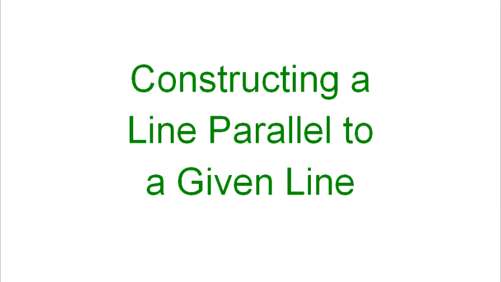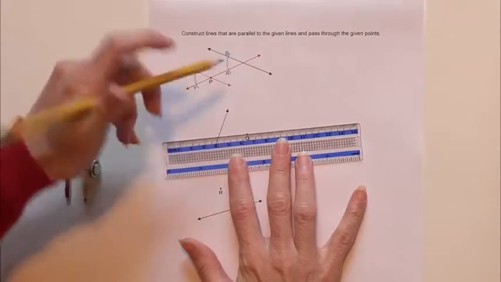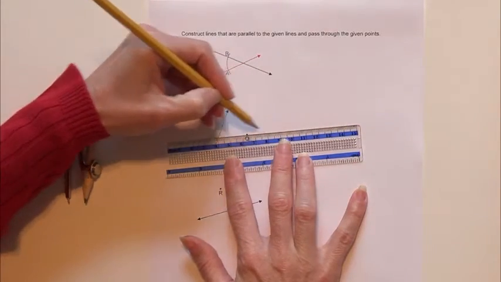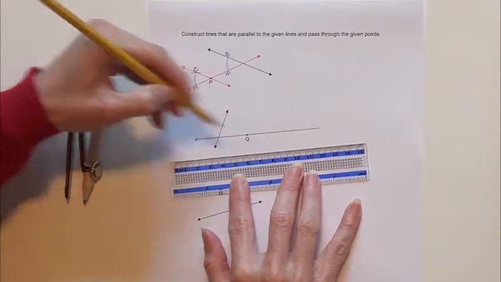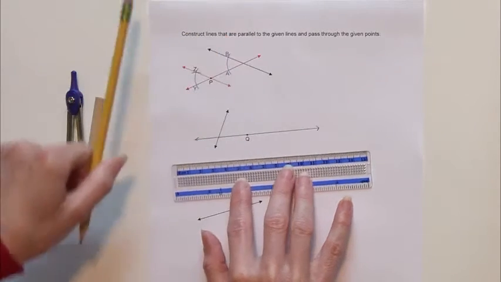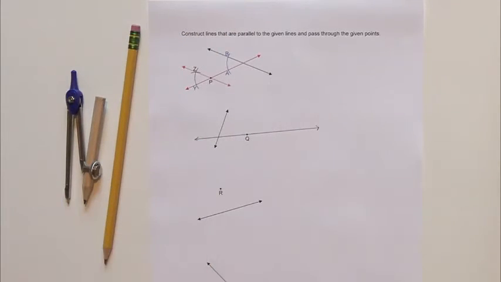For my seventh construction, I will show you how you can construct a line that is parallel to a given line and passes through a given point. I will begin by drawing a line that passes through my given point and intersects the line. This line does not have to be anything special. It just has to pass through my given point and intersect my given line.